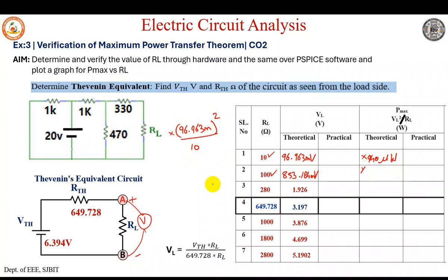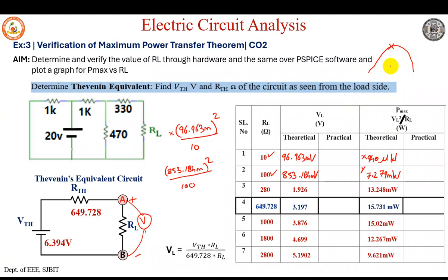Similarly, let us do the second row, that is 853.184 millivolts, VL squared, divided by RL, which is 100, will give us 7.279 milliwatts. Similarly, when we do the other rows, for RL equal to RTH, 1000, 1800 and 2800, you can see we can plot a graph, or you can observe that the values are rising, reach a maximum and then fall down, right?